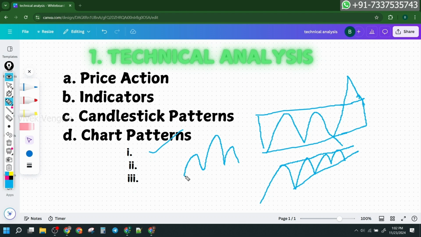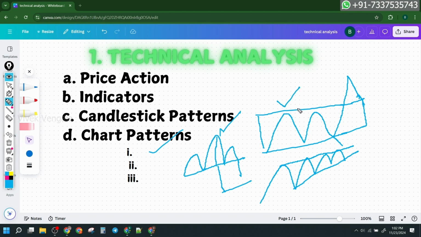And if it breaks on this lower side, the target is going to be the same length as this one on the downside. This is a head and shoulders pattern, and if you reverse it, that is a reverse head and shoulders pattern. These are the 3 patterns you should study, and I recommend don't go complicated in chart patterns either. Just study simple patterns.